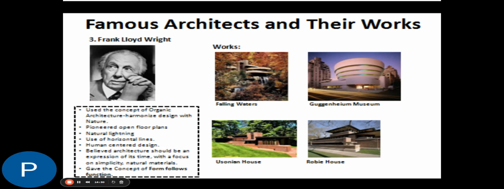He believed architecture should be an expression of its time and focus on simplistic and natural materials. He gave the concept of form follows function. His basic works were Fallingwater, Guggenheim Museum, Usonian Houses, and Robie House. His major element, the use of strong horizontal lines, can be seen in Usonian houses and Robie House.